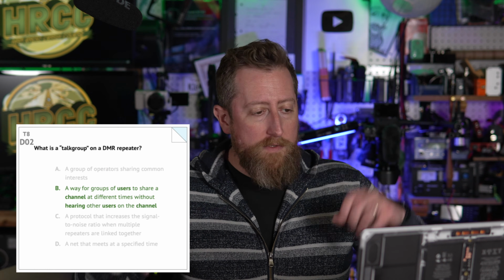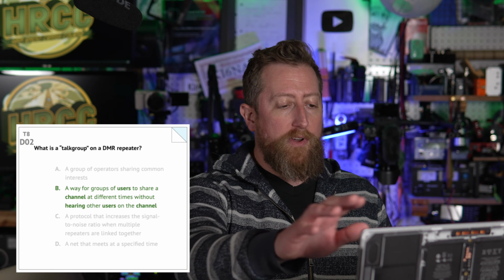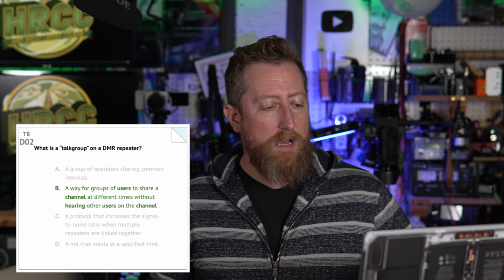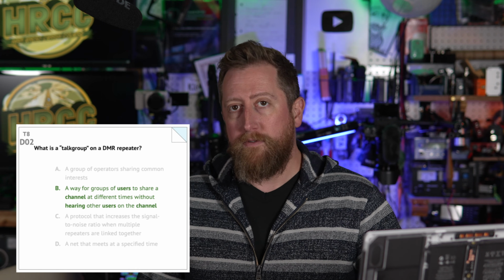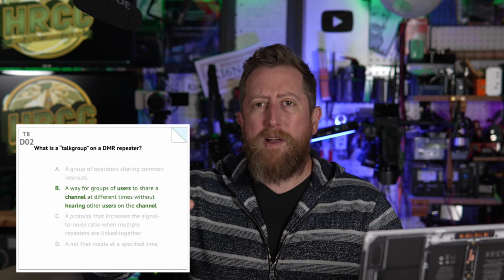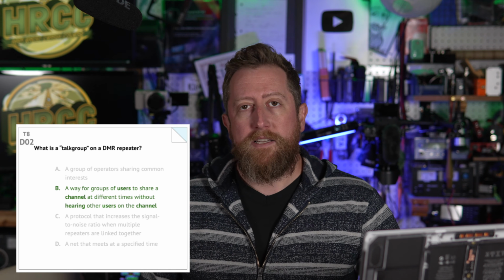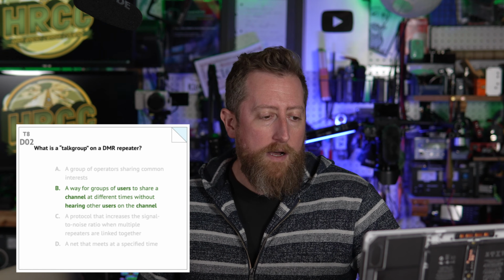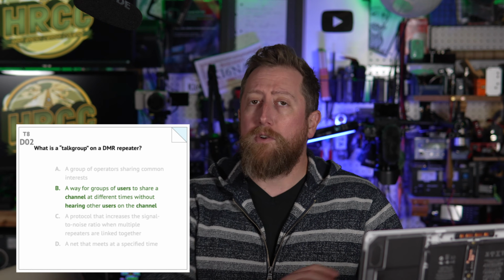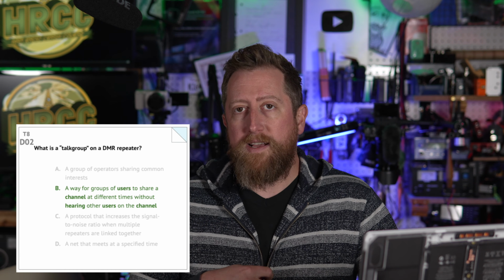Delta 02, what is a talk group, in quotes, on a DMR repeater? And it is B, a way for groups of users to share a channel at different times without hearing other users on the channel. That's what it does. Talk groups allow you to create a semi-private, although not private, area that's internet linked together in some cases, not always. And that can be fun because they can be geographic. They can be like the Ham Radio Crash Course. We have our own DMR Talk Group that you can access over the internet or via some repeaters.